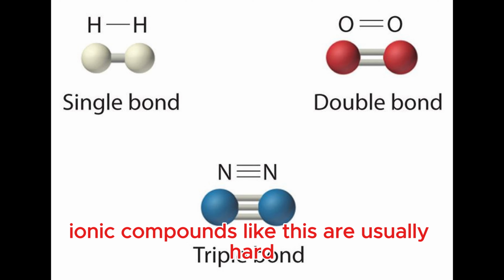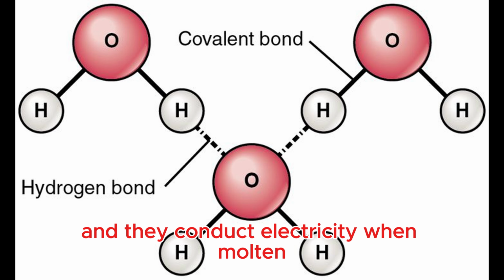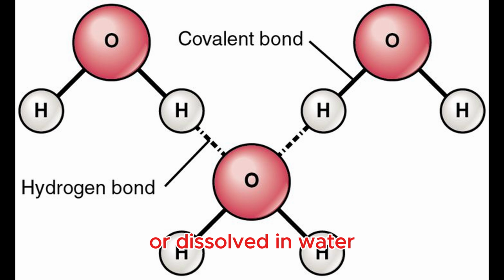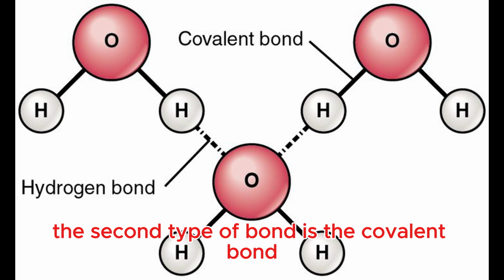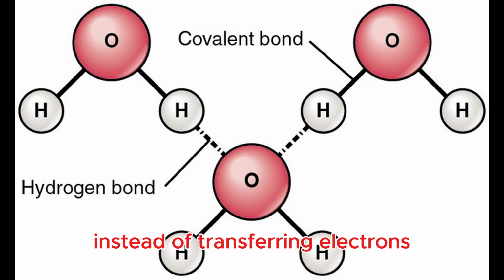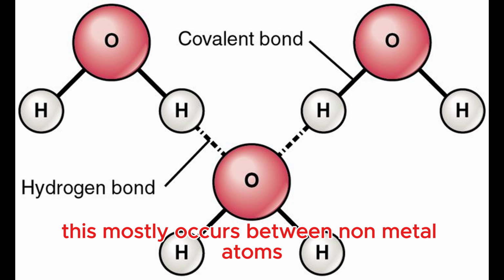Ionic compounds like this are usually hard, have high melting and boiling points, and they conduct electricity when molten or dissolved in water because the ions are free to move. The second type of bond is the covalent bond. Instead of transferring electrons, covalent bonding happens when 2 atoms share electrons. This mostly occurs between non-metal atoms.